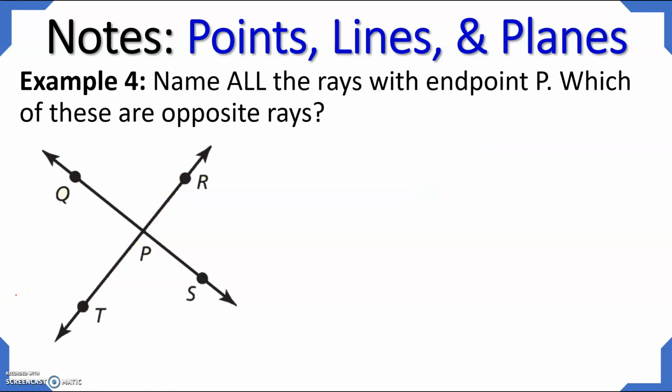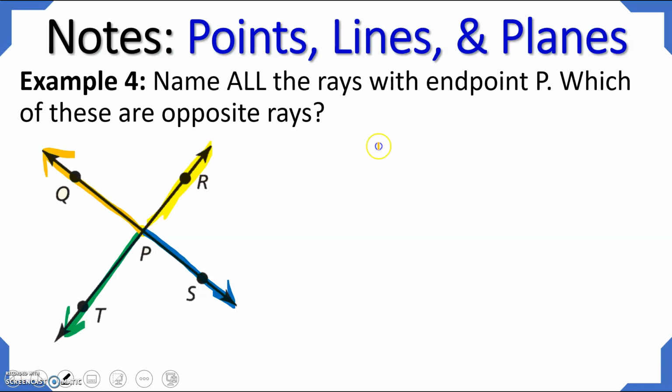Example 4. Name all the rays with endpoint P. Which of these are opposite rays? So let's take a look at what we have here. So we have 4 different rays that have this endpoint P here. So we have this ray in yellow, this ray in blue, our green ray, and then this one in orange.